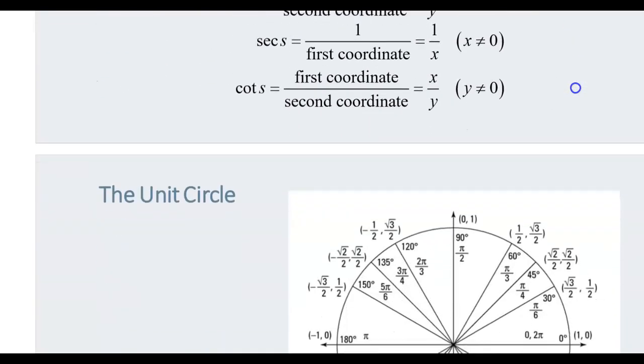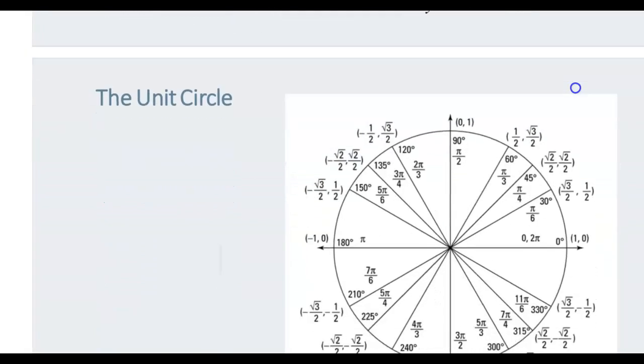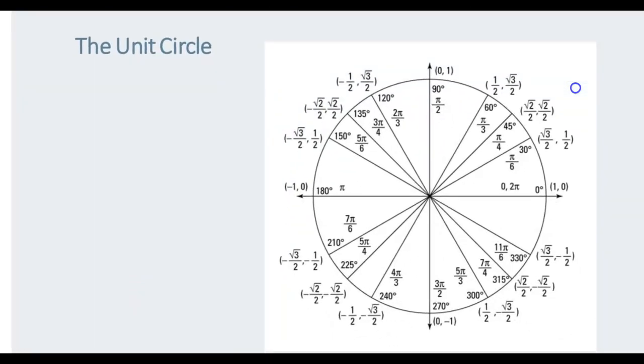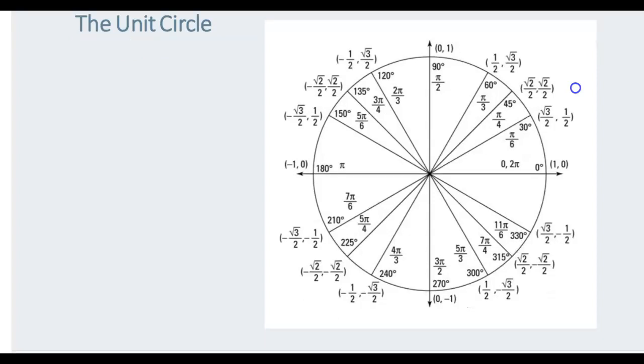This is just a repeat. There is a copy of the unit circle posted on Canvas for you to look at, but this is the picture that is up there, and you want to keep that handy with you to remember what the different sine and cosine values are for each of the key angles that we use on a regular basis.